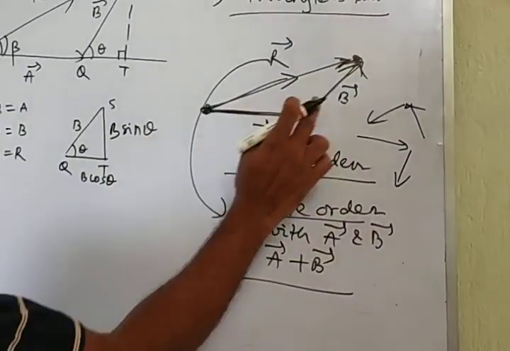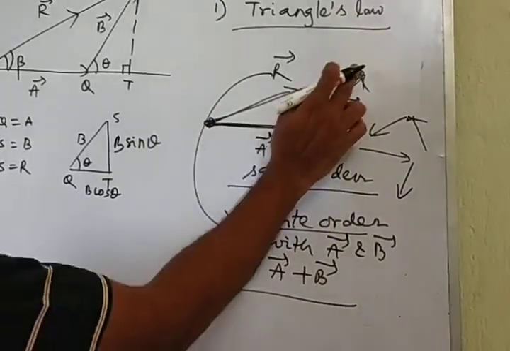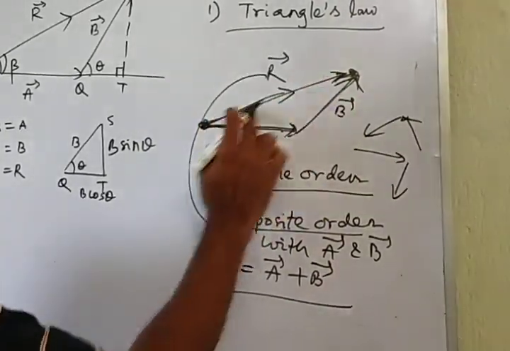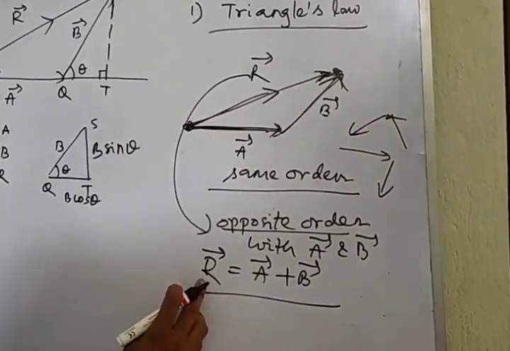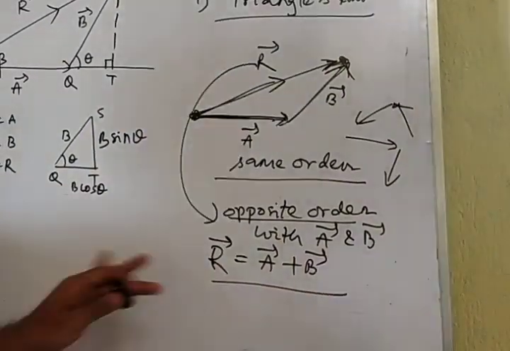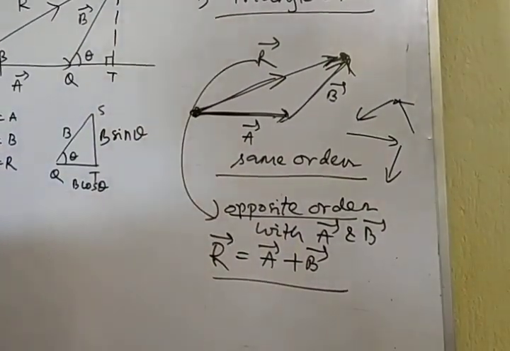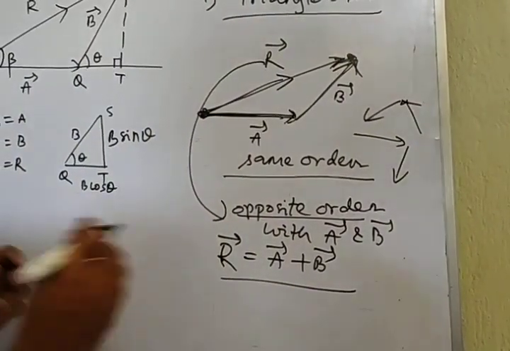So when two vectors are represented by two sides of a triangle, all taken in same order, then the third side of the triangle will represent the resultant of the two vectors. Now resultant R equals A vector plus B vector. So at least we know how to add two vectors. But what is the magnitude and what is the direction? That I will discuss now.